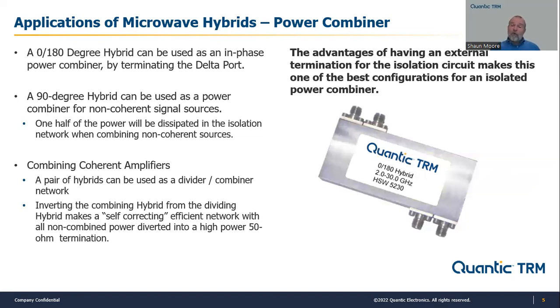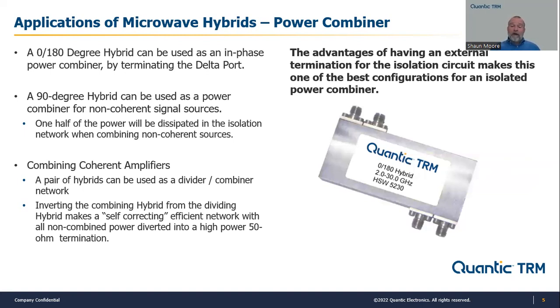The 0180 hybrid can be used as an in-phase power combiner by terminating the delta port. Again, this is a great application if you have two in-phase signals that you want to combine, where there could be some phase differential between those signals, and all that non-combined energy has to go somewhere. Porting it off to the delta port is a perfect application.